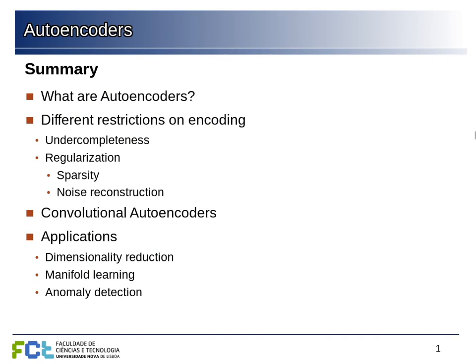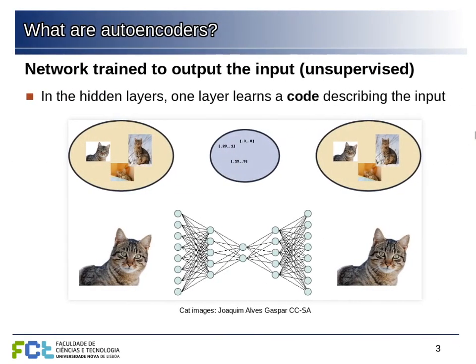Talk about convolutional autoencoders that you can apply to images. This is a particular example of autoencoders. And then talk a bit about some applications. But first, let's see what an autoencoder is.